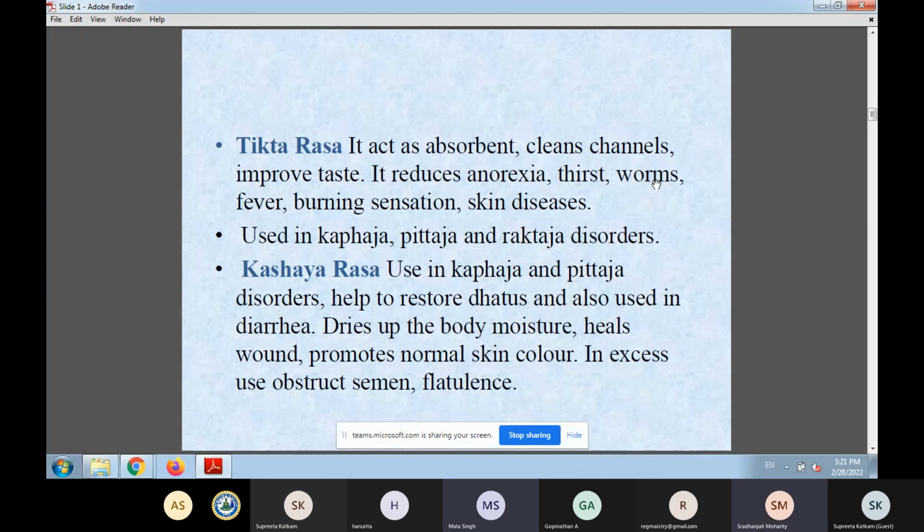Madhura, Tikta, Kashaya reduce Pitta dosha. Ma'am, can you repeat, please? Yes, Madhura, Amla, and Lavana pacify Vata.